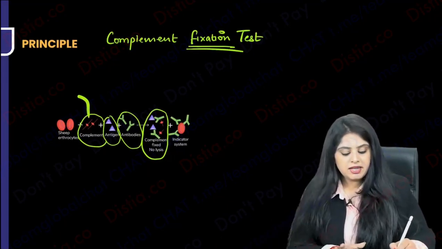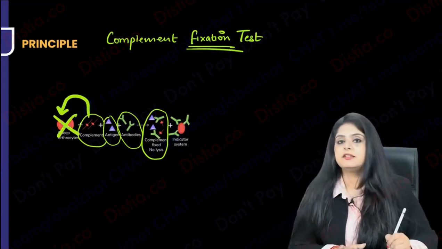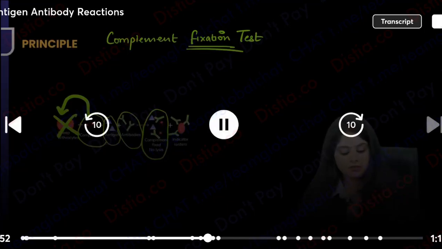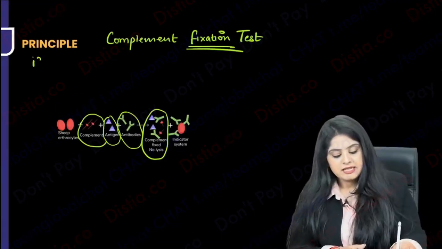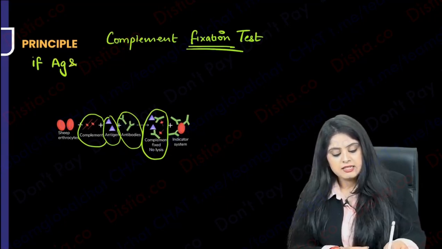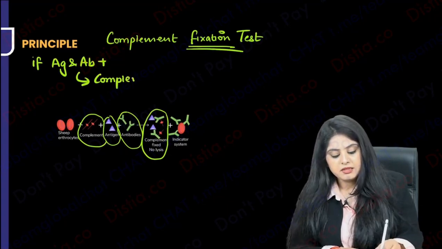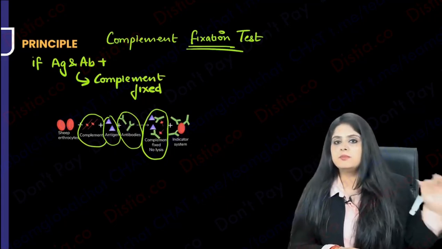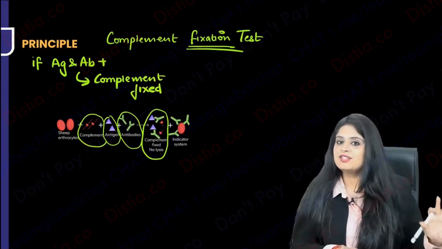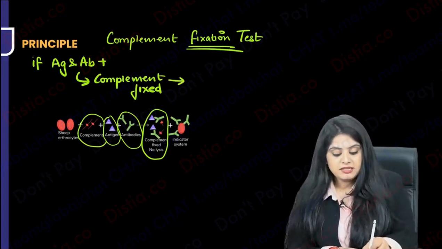Will this complement ever have time to kill the red blood cells? Kill the sheep red blood cells? No. So can I say that if the antigen and antibody are present, that means the complement has been made busy. Complement has been fixed. And fixed means, like in a relationship, it is fixed. Relationship fixed. Which basically means there is no complement for RBC lysis. So there is no RBC lysis.